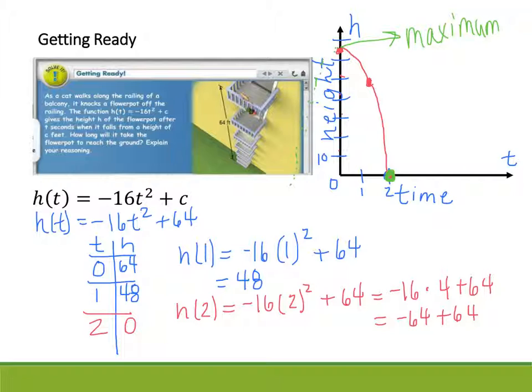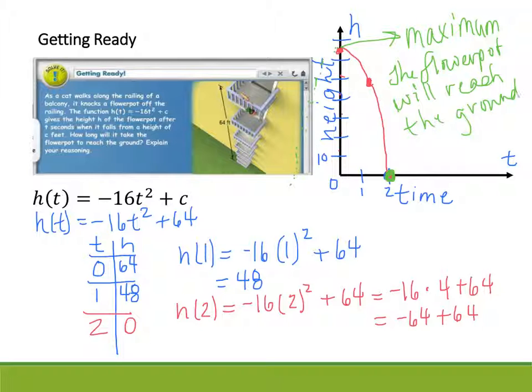Now the question asked us, how long will it take the flower pot to reach the ground? Well, we can see from the graph that it should take the flower pot 2 seconds to reach the ground. So we're going to answer that question in a complete statement. The flower pot will reach the ground in 2 seconds. So I answer the statement with a complete sentence, and that's a good answer to the question that was being asked.